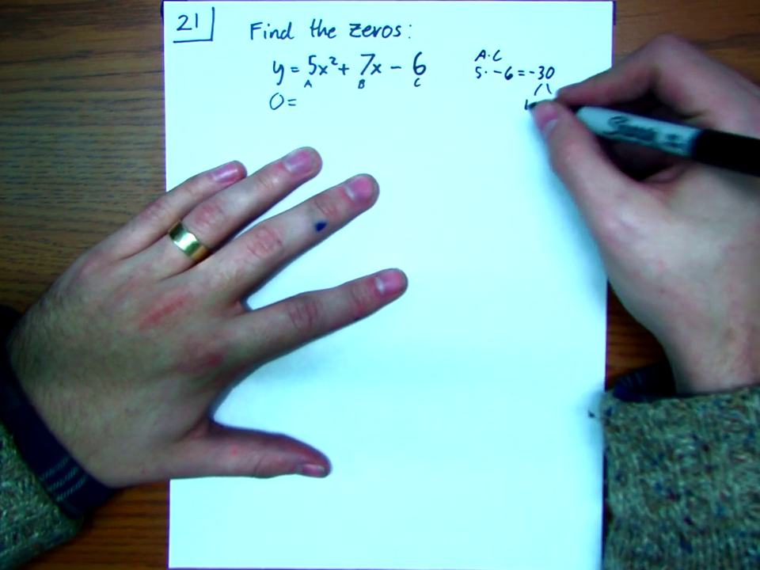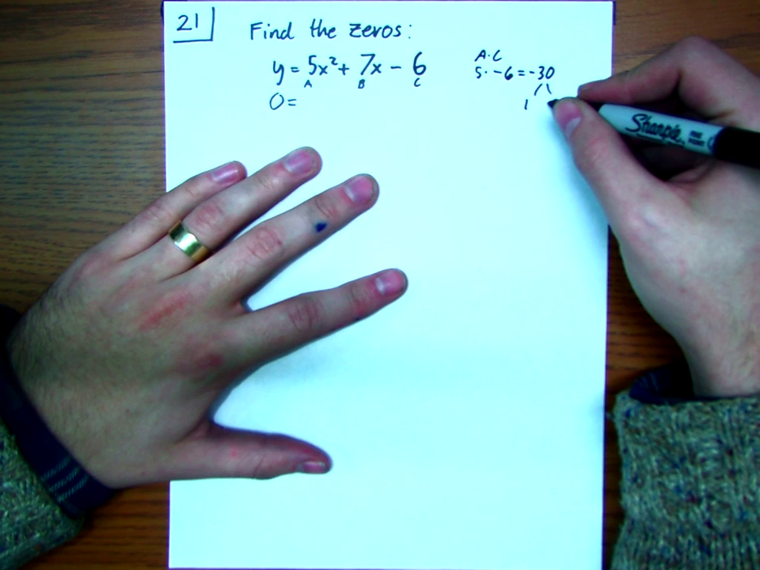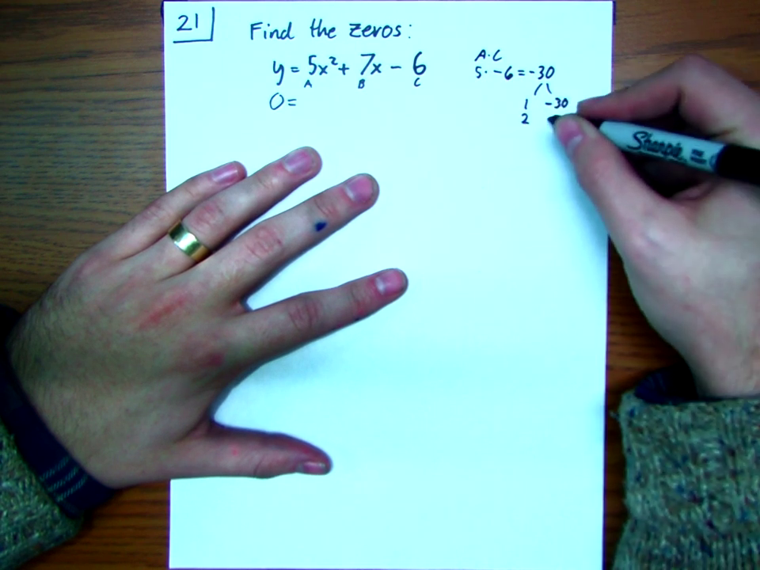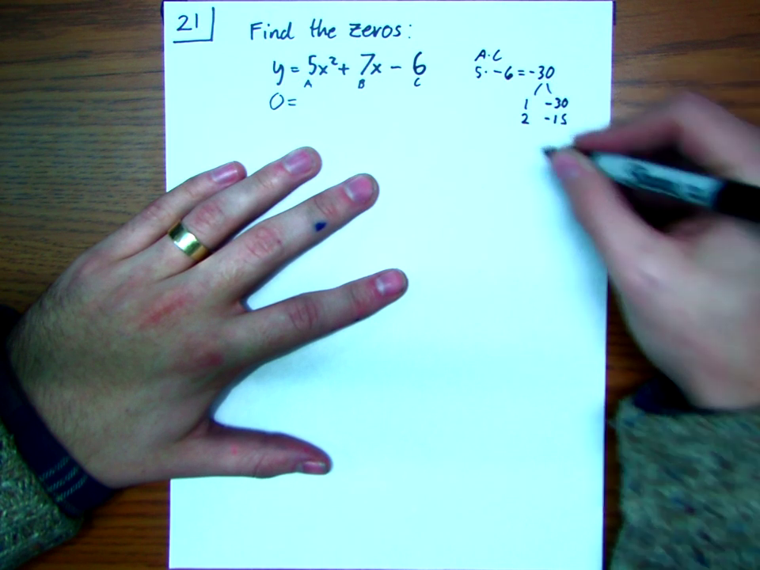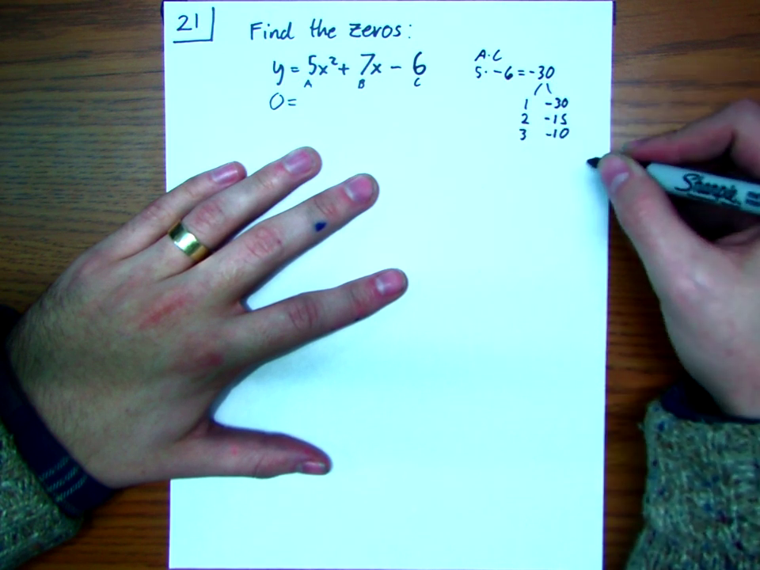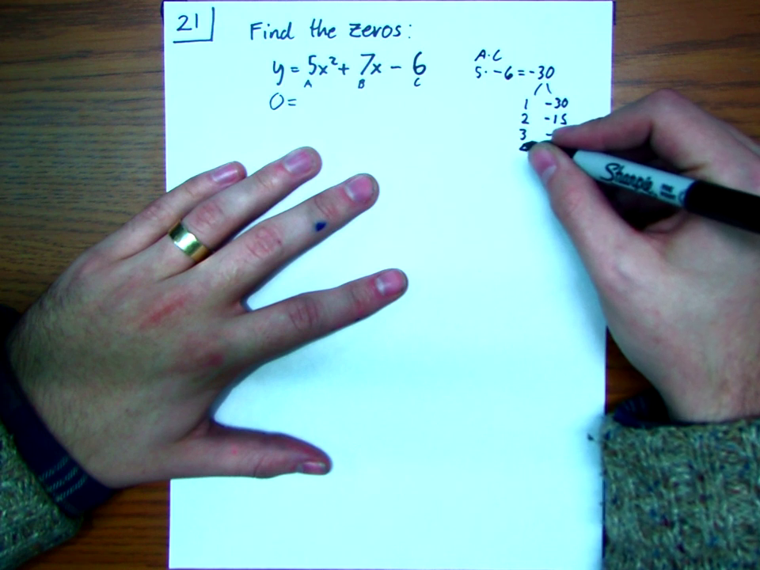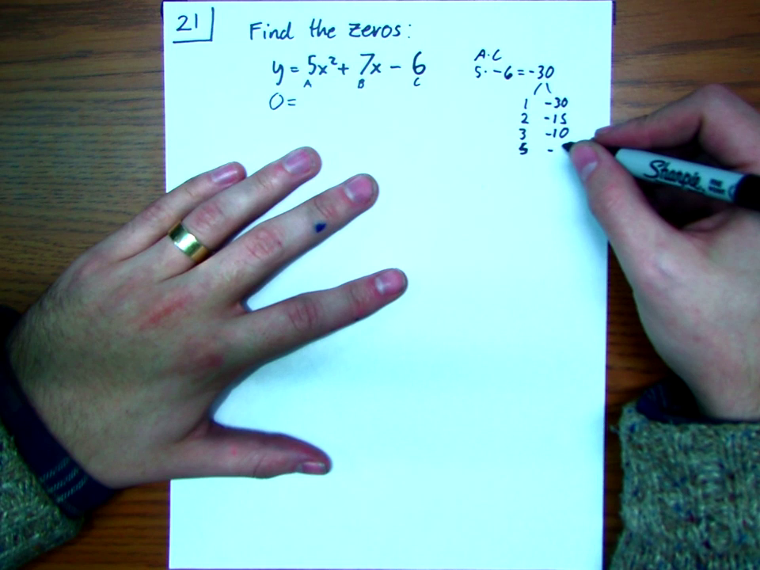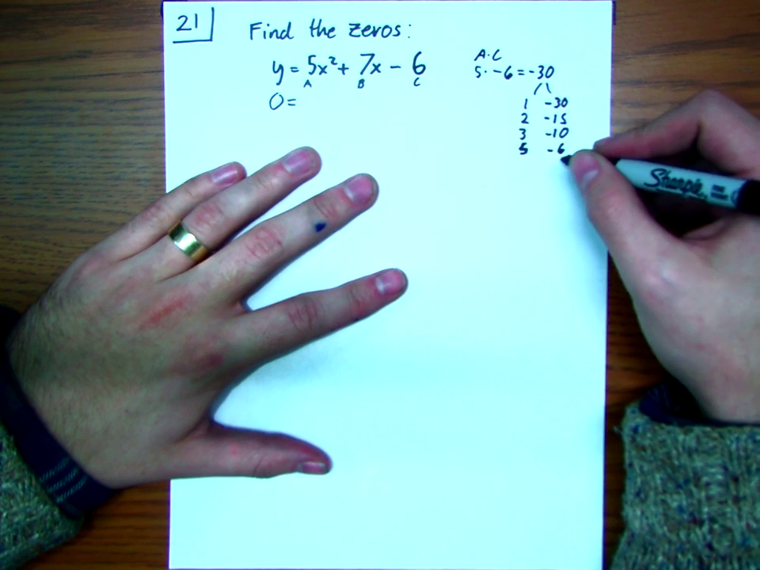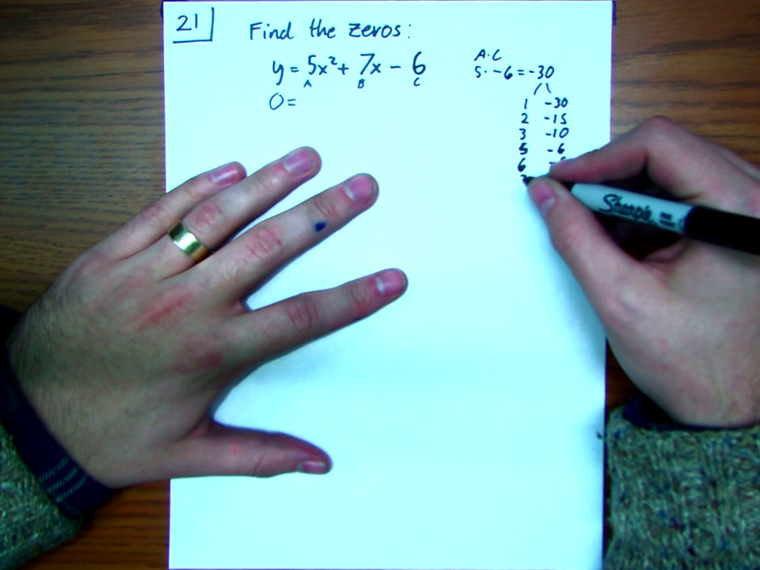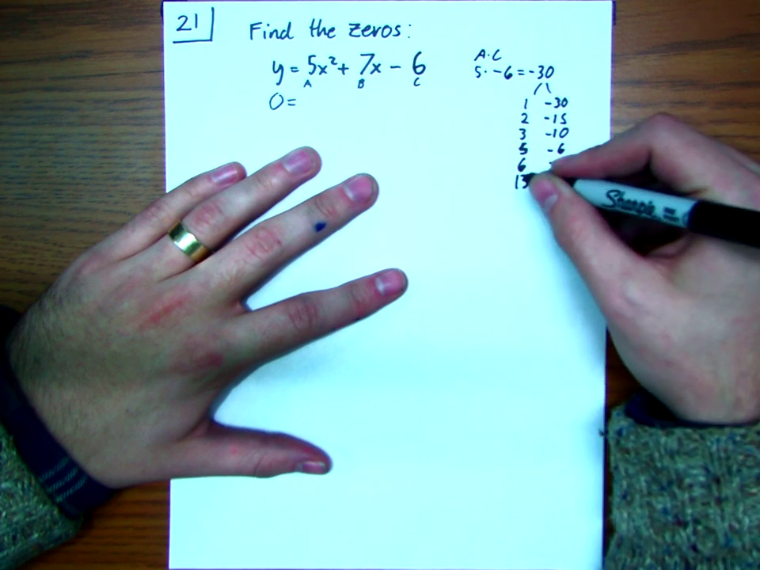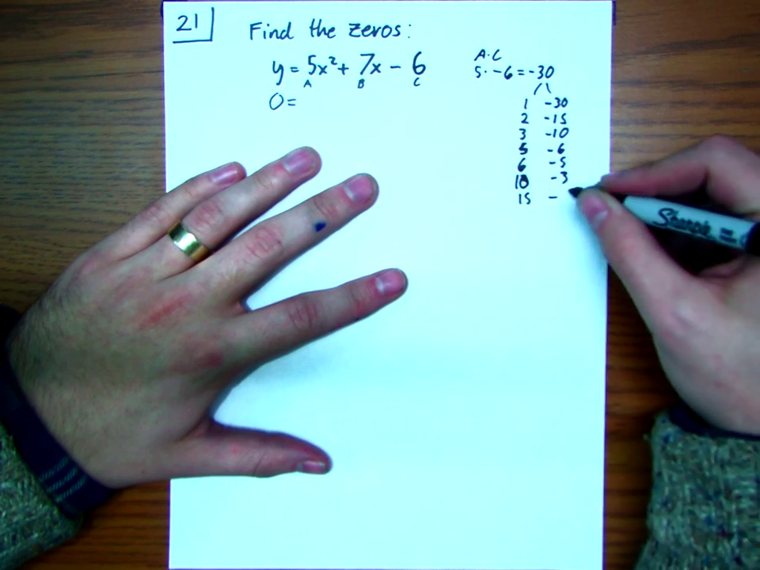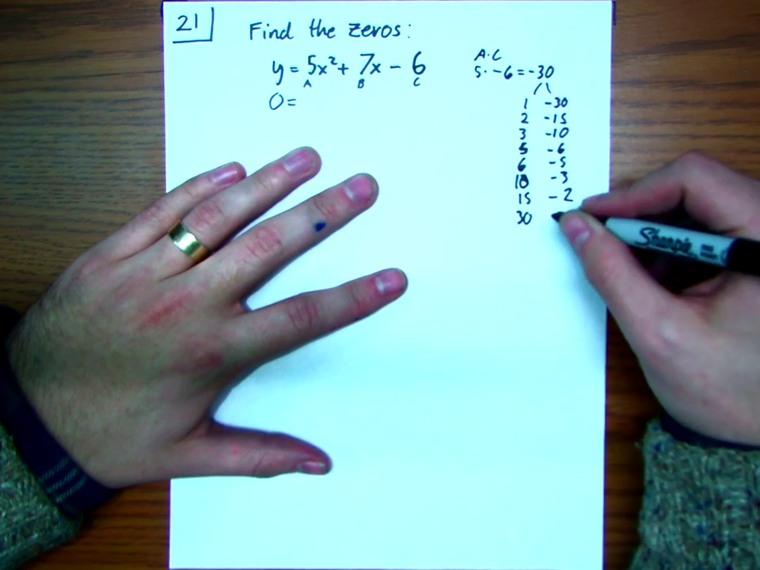So let's start with the easy, obvious one. 1 is always a factor. If 1's a factor, the other factor would be negative 30. What about 2? 2 is a factor. The other factor would be negative 15. 3 is a factor. The other factor would be negative 10. 4 is not a factor. 5 is a factor, and the other factor would be negative 6. Then I got 6 and negative 5, 10 and negative 3, 15 and negative 2, and 30 and negative 1.